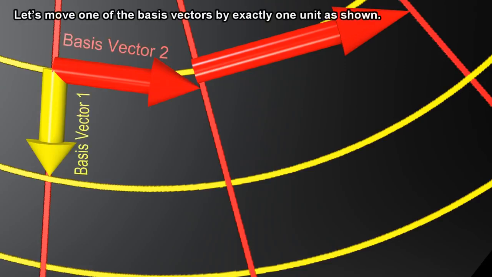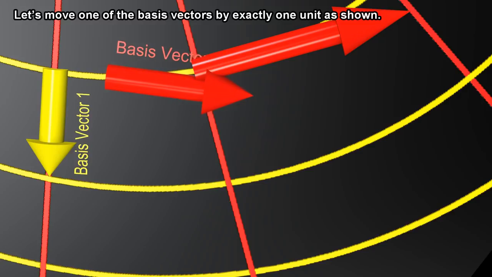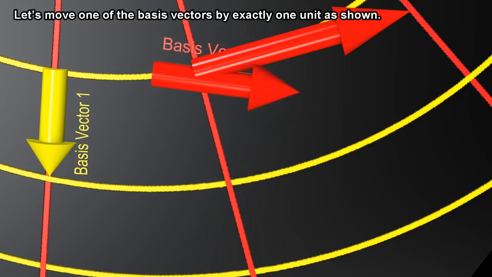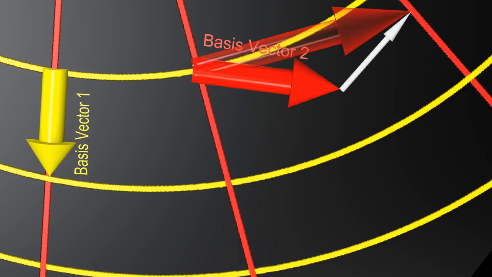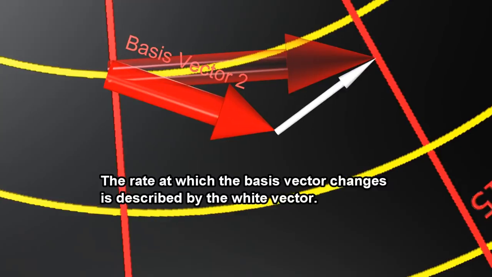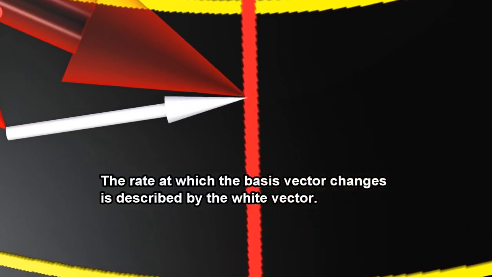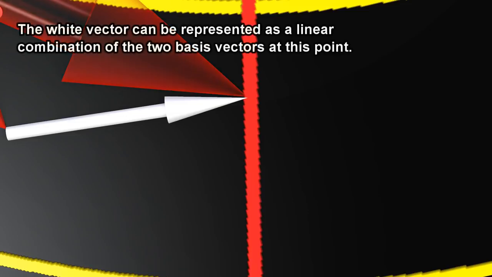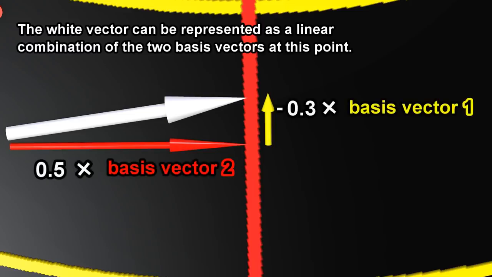Let's move one of the basis vectors by exactly 1 unit as shown. The rate at which the basis vector changes is described by the white vector. The white vector can be represented as a linear combination of the two basis vectors at this point.